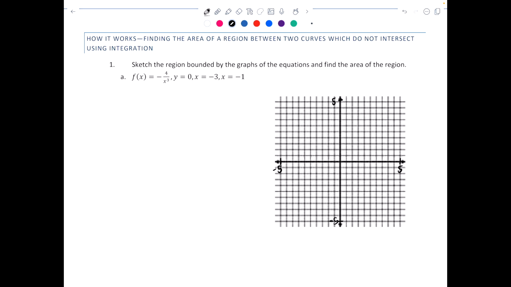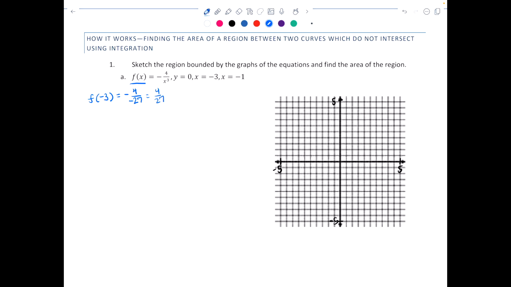All right, so each unit is a half, or each square is a half unit. So here we go. We have f of x is negative 4 over x cubed. So I'm going to go ahead and find f at the vertical lines. And then that'll give me negative 4 over negative 3 cubed is negative 27, which is just 4 over 27.